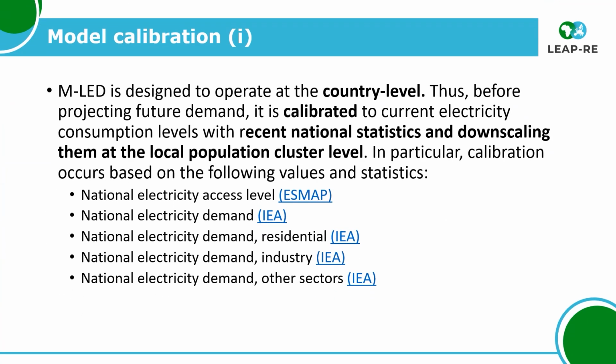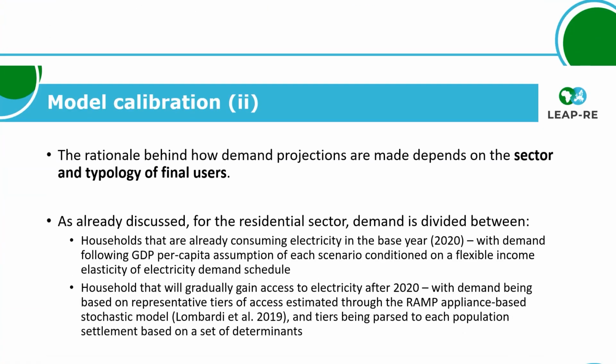Moving to the model calibration, MLED is designed to operate at the country level, so at a very granular level for an entire country. So before projecting demand in the future, the model is calibrated to the base year, to the current electricity consumption level using recent national statistics, which are downscaled at the local population cluster level. In particular, the calibration considers a set of different values and statistics, from the national electricity access level to the total electricity demand, and then its disaggregation into the residential, industrial, and other sectors. We mostly refer to data from the International Energy Agency World Energy Balances to do this type of calibration.